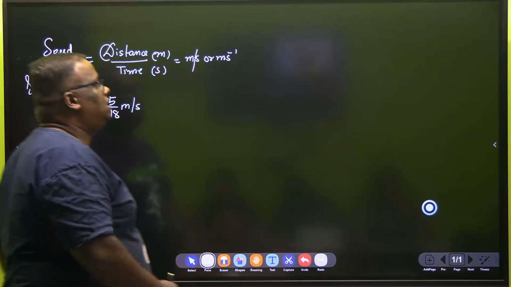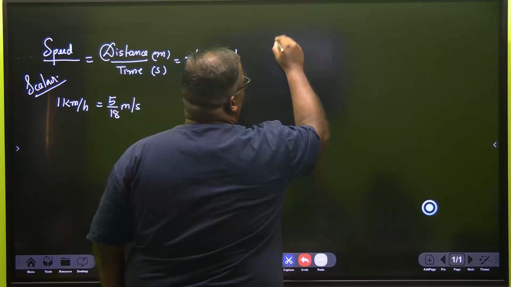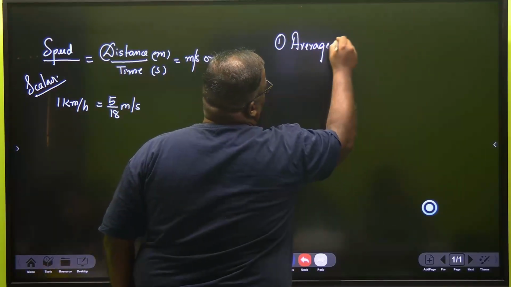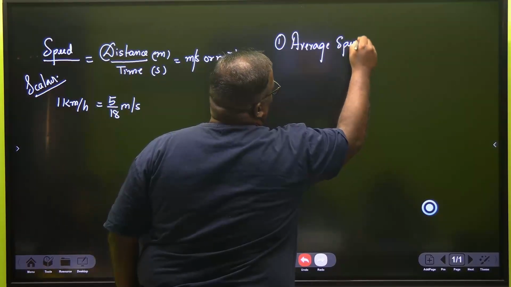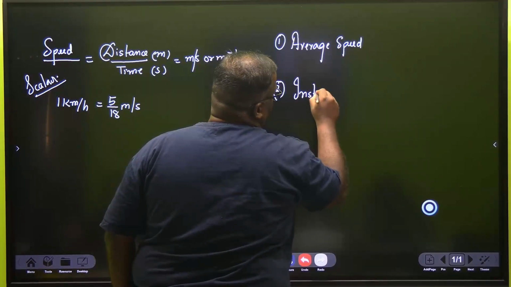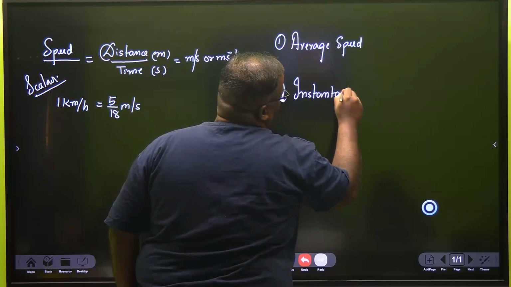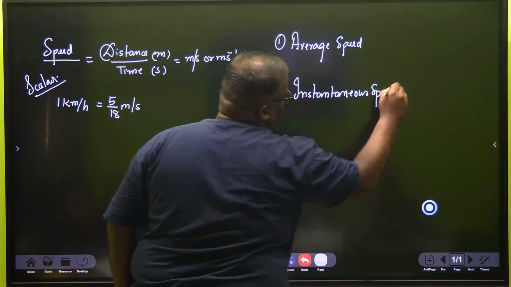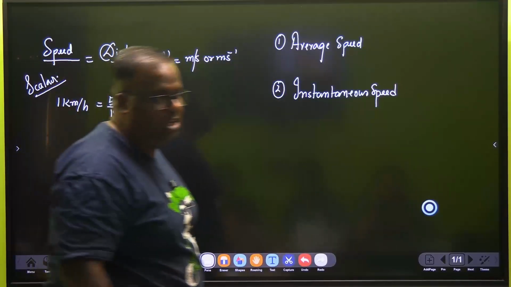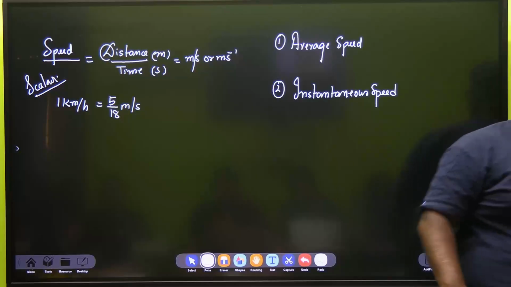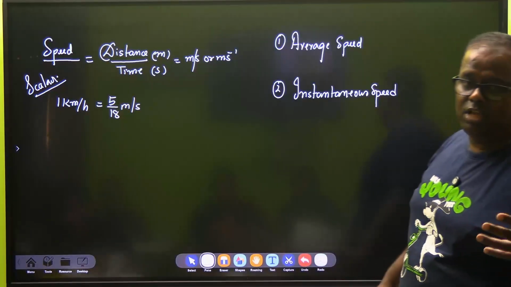Now when we study speed, we study two more parameters. One is known as average speed and the other is known as instantaneous speed. These things you will study again in grade 11. Same things, average speed and instantaneous speed. Average means, as the word says, it's an average, it's a type of a mean.